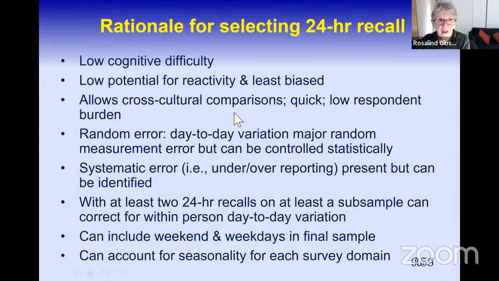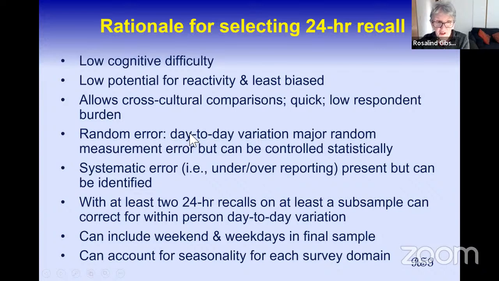So this just summarizes the rationale for selecting a 24-hour recall. It has a low cognitive difficulty. It's fairly easy. Low potential for reactivity. That means less opportunity to change your eating pattern and is least biased. It allows cross-cultural comparisons. It's quick with a low respondent burden, so it increases the response rate. It does have random error.